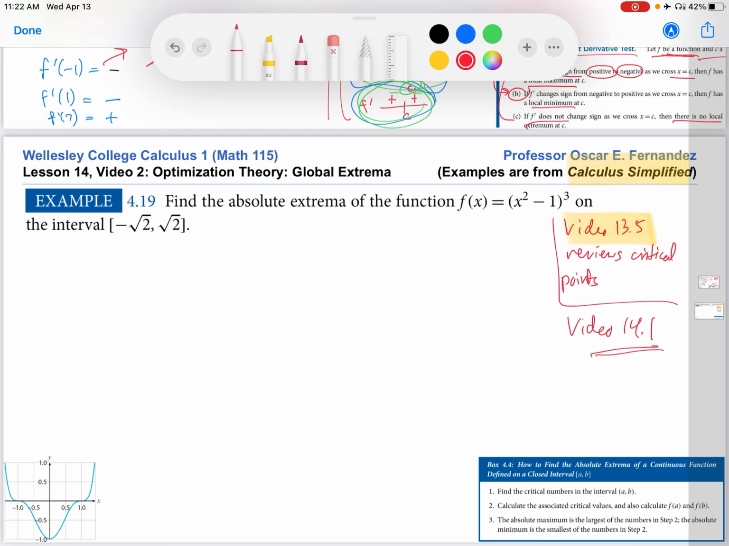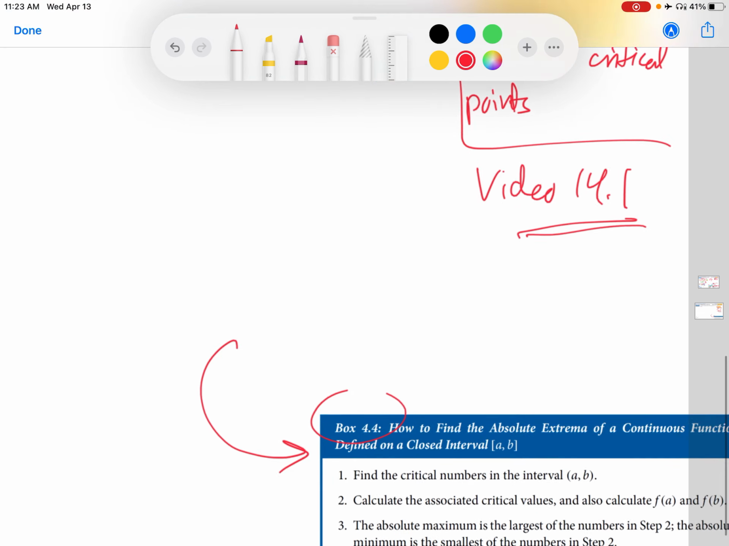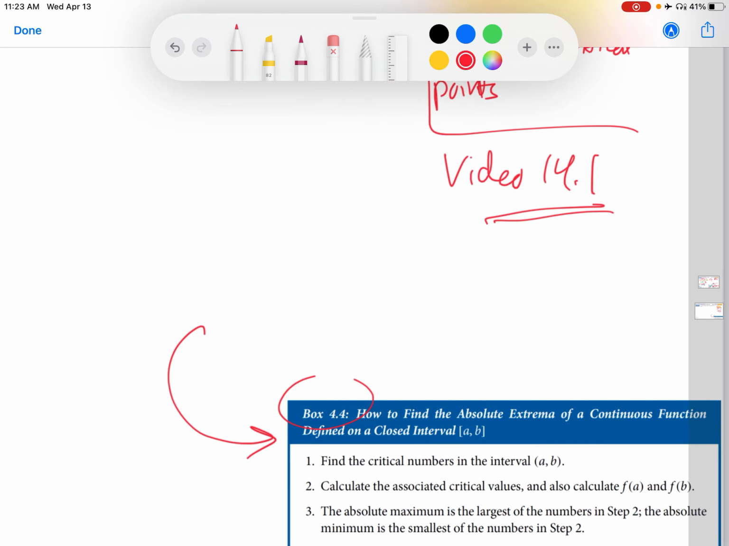How do we go about finding these? Well, I've put down here box 4.4 in the book, Calculus Simplified. This is very useful, and it's the most common case, when you are finding the absolute extrema of a continuous function that's defined on a closed interval a,b. I'm also going to assume, as is usually the case, that the function is not only continuous, but smooth enough that you can differentiate it and find the critical numbers and things like that.